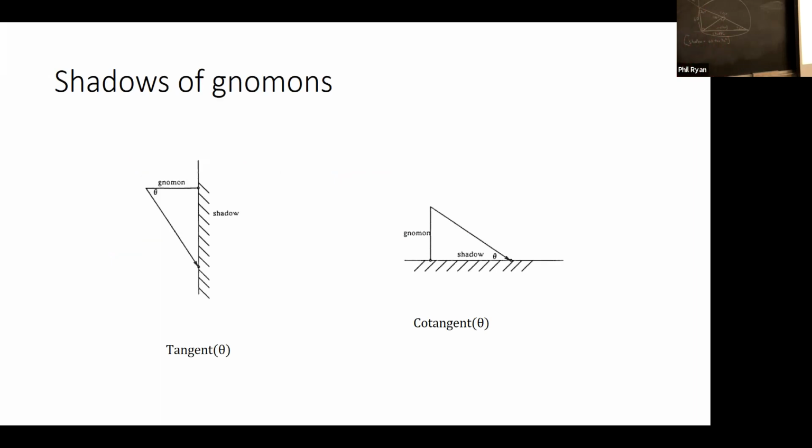So as I said, this is how tangent and cotangent first came about. The tangent was actually the length of the shadow, and the cotangent was the length of the reversed shadow, depending upon where your theta was.